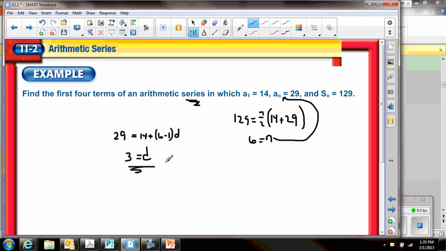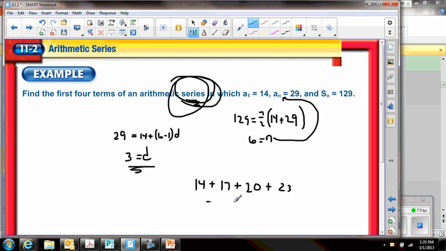Once I know that the common difference is 3, I can now start at a sub 1 and define the first 4 terms. Term 1, 14. Term 2, 17. Term 3, 20. Term 4, 23. Now, keep in mind we're not just looking for terms. They want us to give an arithmetic series, which means this should be 14 plus 17 plus 20 plus 23. And that is the first 4 terms of our series.